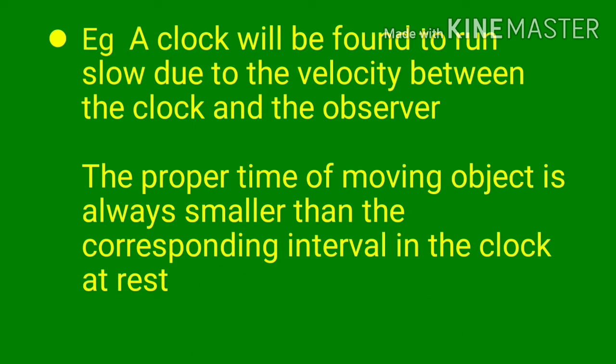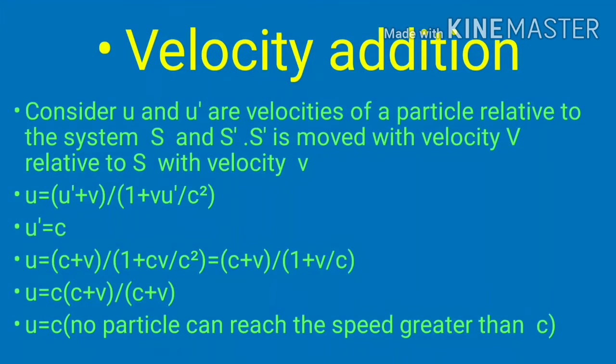Example of time dilation: a clock will be found to run slow due to the relative velocity between the clock and the observer. The proper time of a moving object is always smaller than the corresponding interval. Consider u and u dash are the velocities of the particle related to the system S, and S dash is moving with velocity v relative to S. Here find out the values. Then the value is u equal to c. No particle can reach a speed greater than the c value.